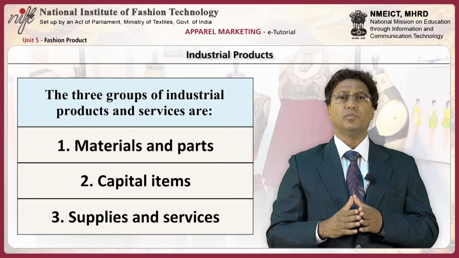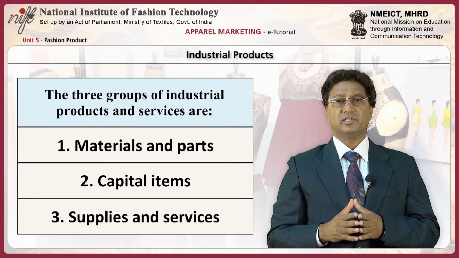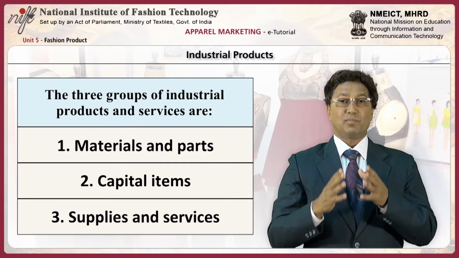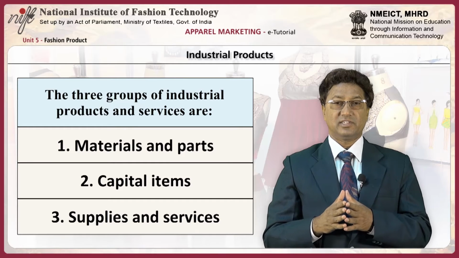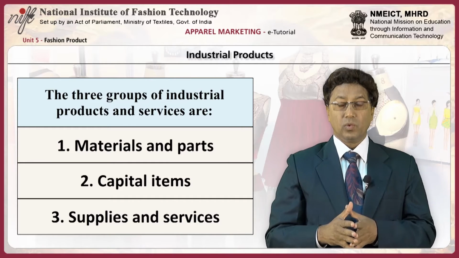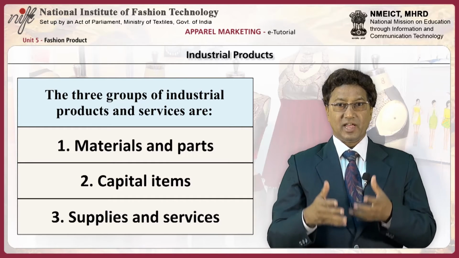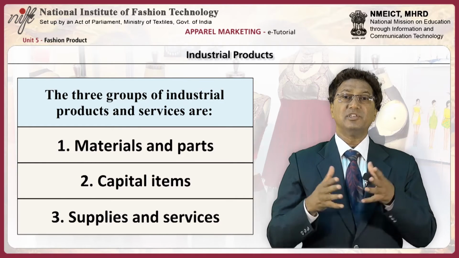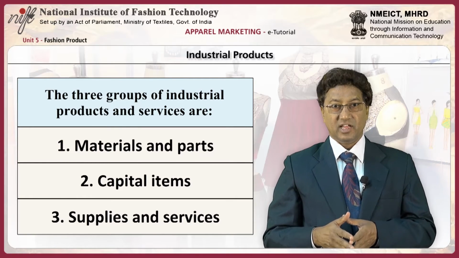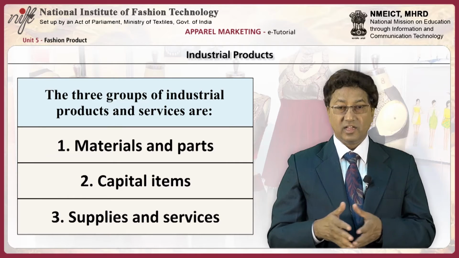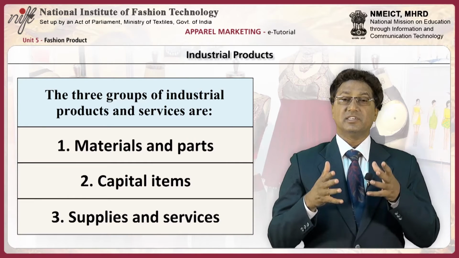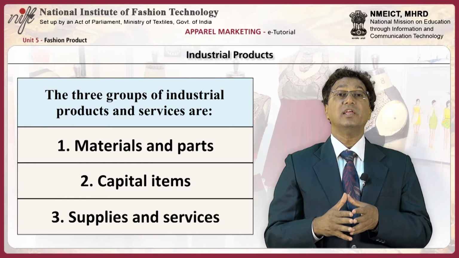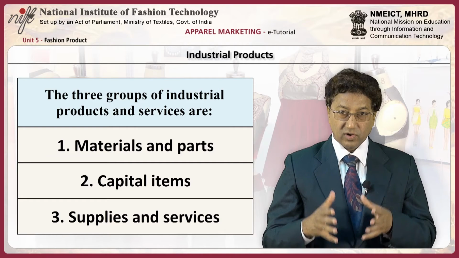The final group of industrial products is supplies and services, which include operating supplies, machinery repair, and business advisory services like accounting, legal, etc. Such services are usually supplied under contract.